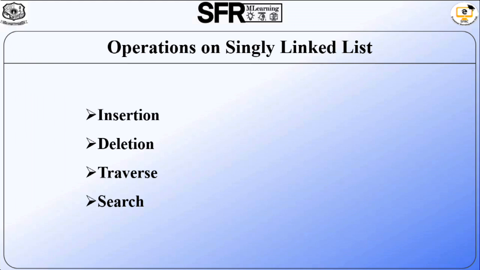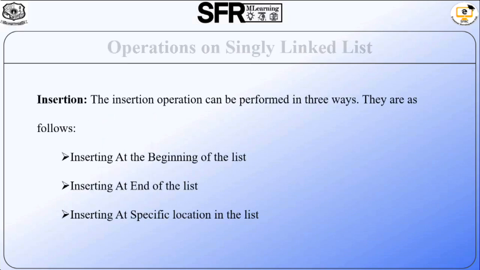Next, operations. We will be discussing some operations on the singly linked list. The first operation is insertion. The second is deletion, then traversal, and then search. We will see them one by one in this lecture video. So the first one is insertion. Insertion can be done in three ways.